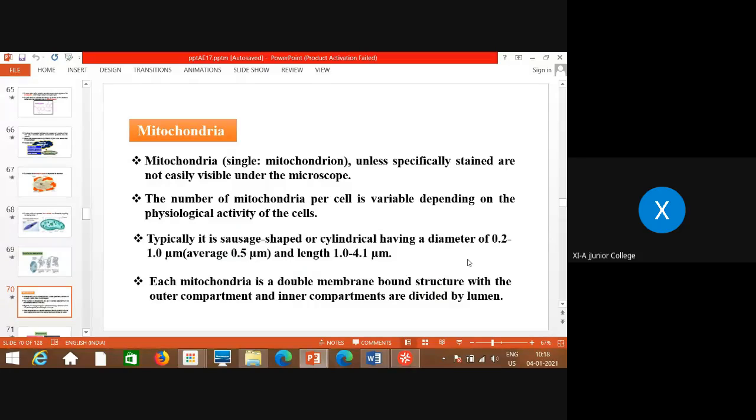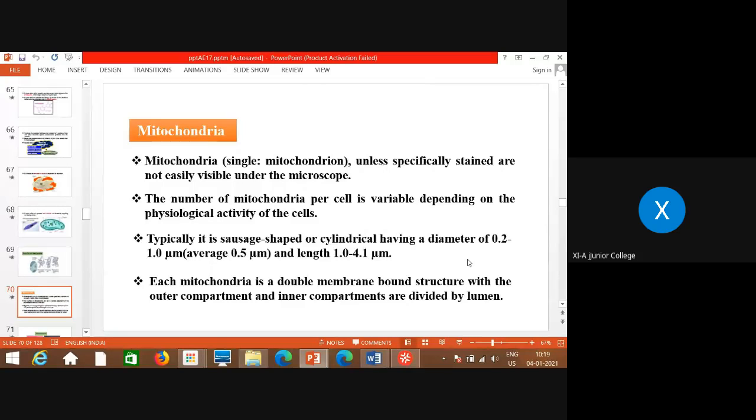Now the next important organelle everybody knows is mitochondria. You have learned this structure in your school days, right? But in a very limited way. Now, in detail, we will be studying the structure of mitochondria. Mitochondrion is singular, mitochondria is plural. This is a very important organelle present in all types of living organisms, prokaryotes as well as eukaryotes, but their function in prokaryotes is different. Now we will be talking about the eukaryotes.